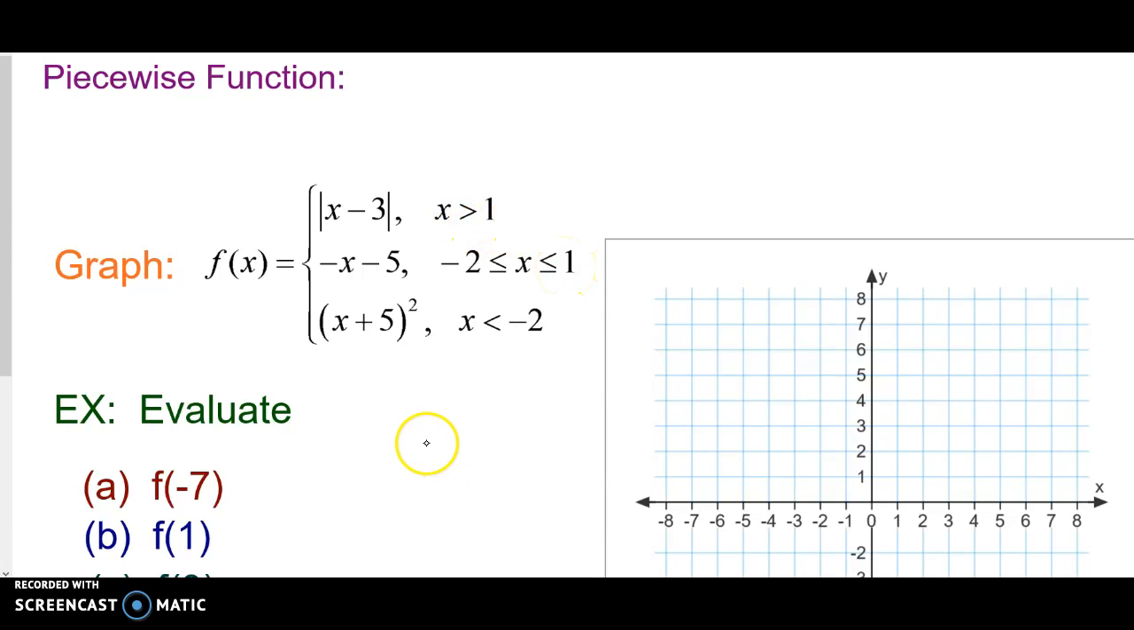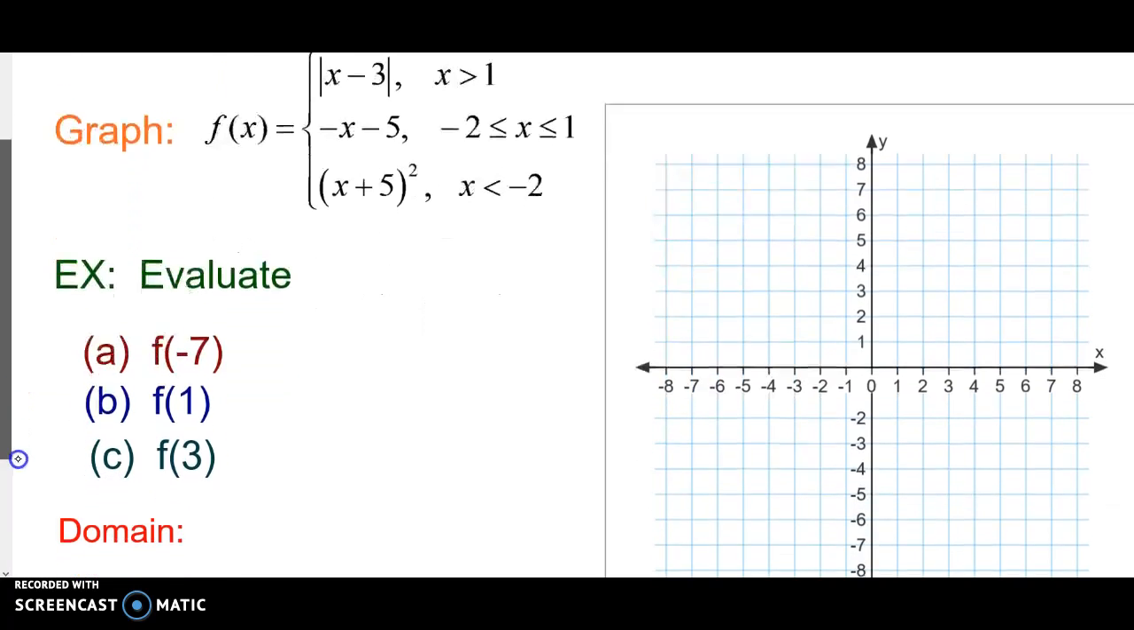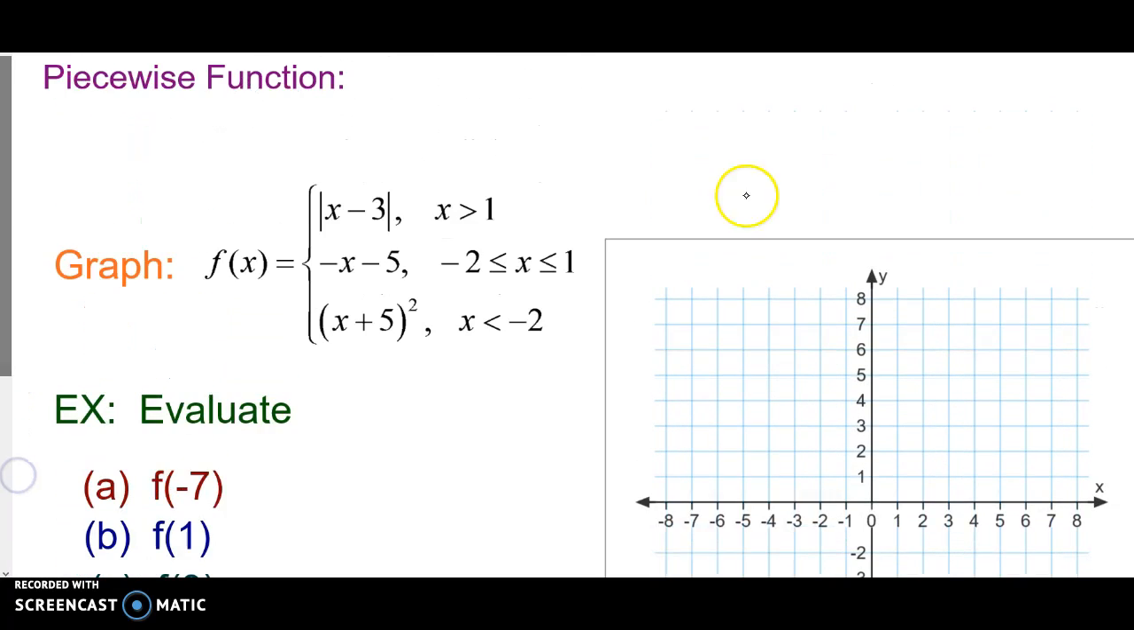So why don't you go ahead and put me on pause in just a second, and I'd like you to actually graph it on the graph that's provided for you. And then take a second using your graph and even using the function itself, evaluate at those three values. And go ahead and state the domain and range.